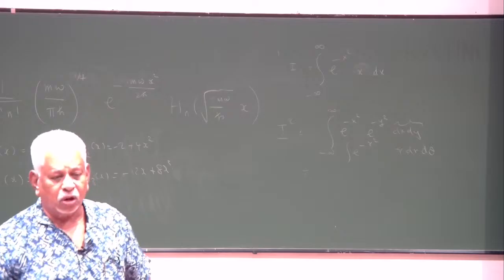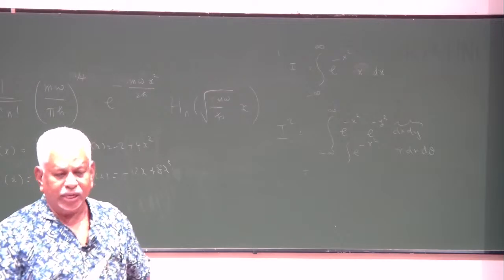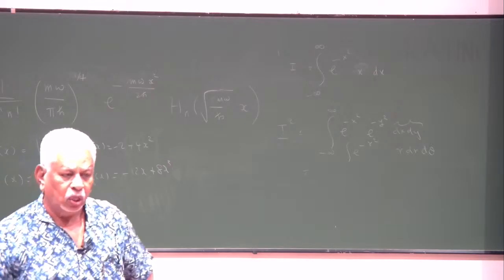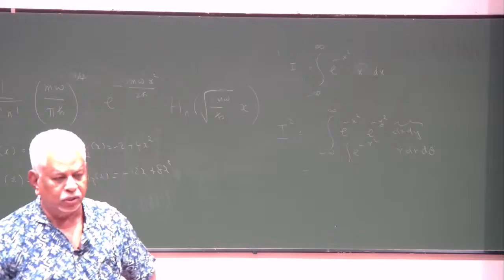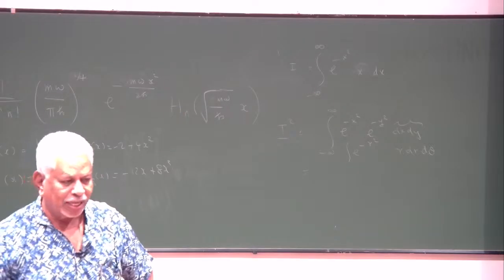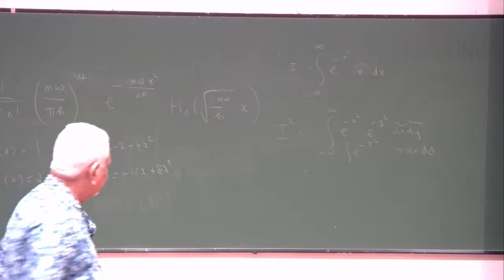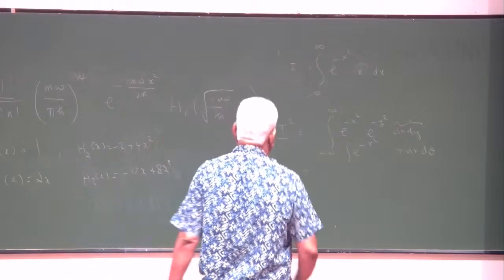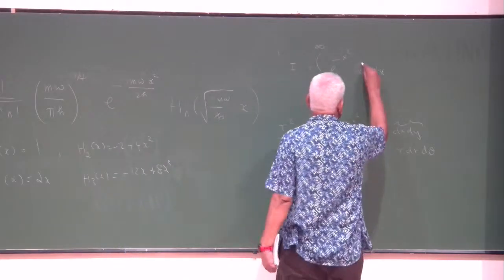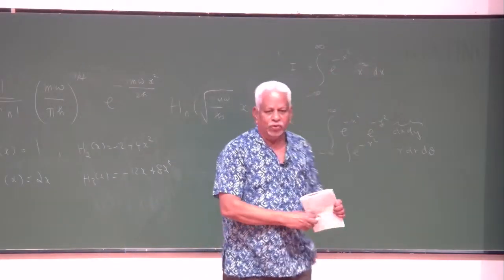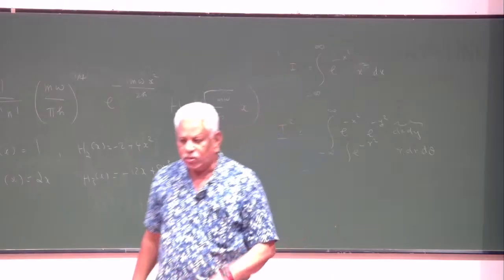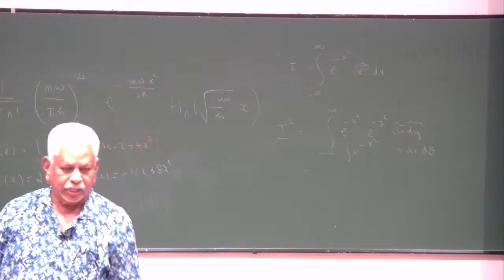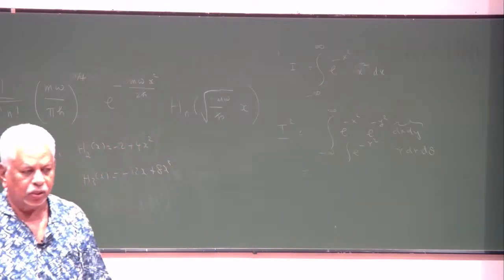Yes, x is an odd function and e power minus x square is an even function. So, if you integrate it from minus infinity to plus infinity, you will get it to be 0, as simple as that. So, if you have x square, you will have a non-zero value. That is what you will have. How will you work out that?